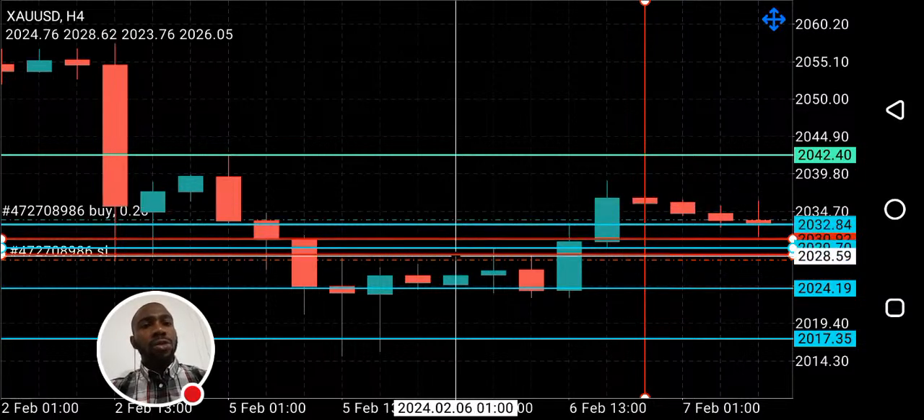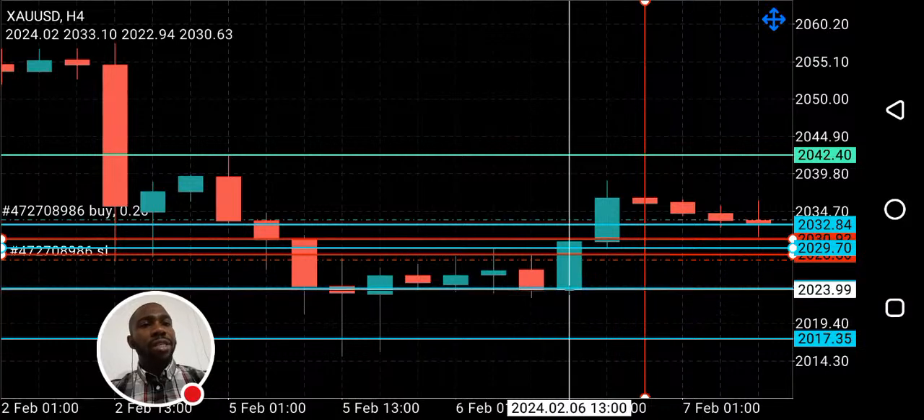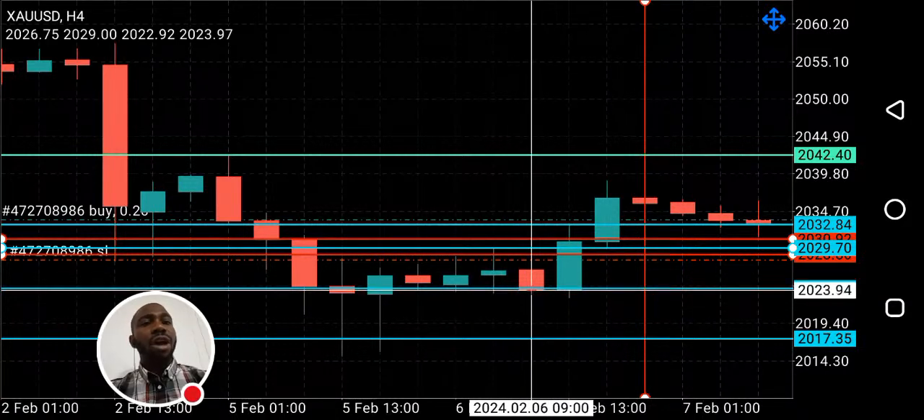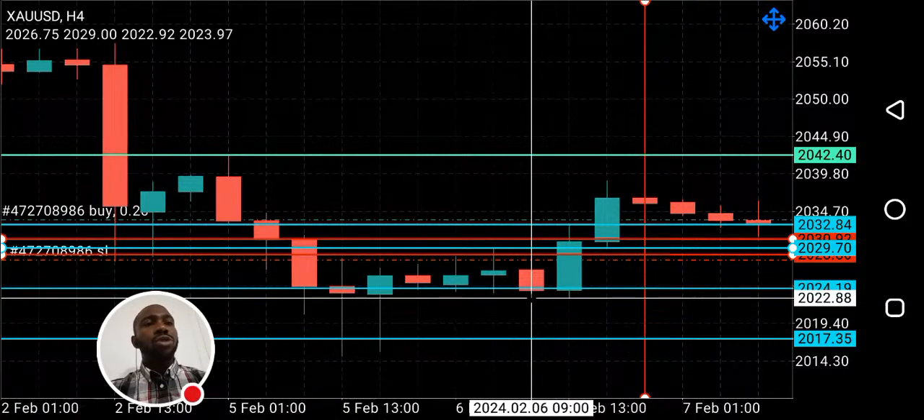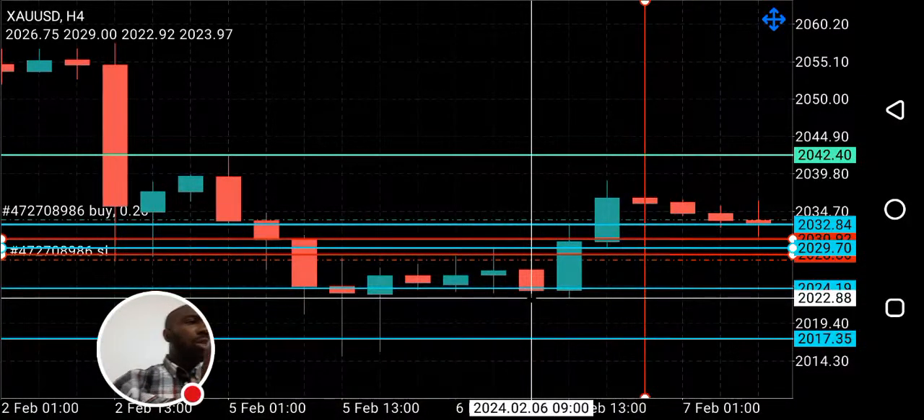If you are considering selling, you have to wait for support to be broken. I hope that is clear. Gold is bullish at the moment.